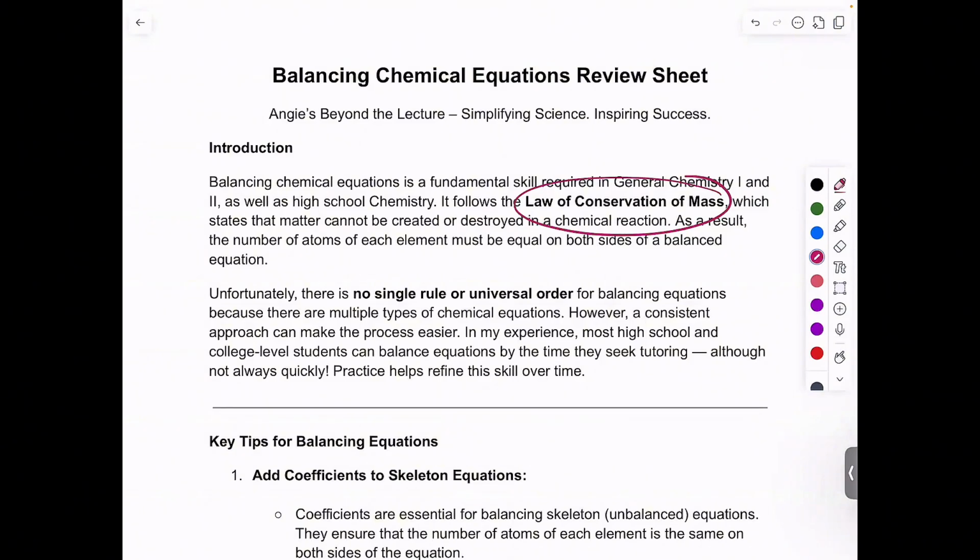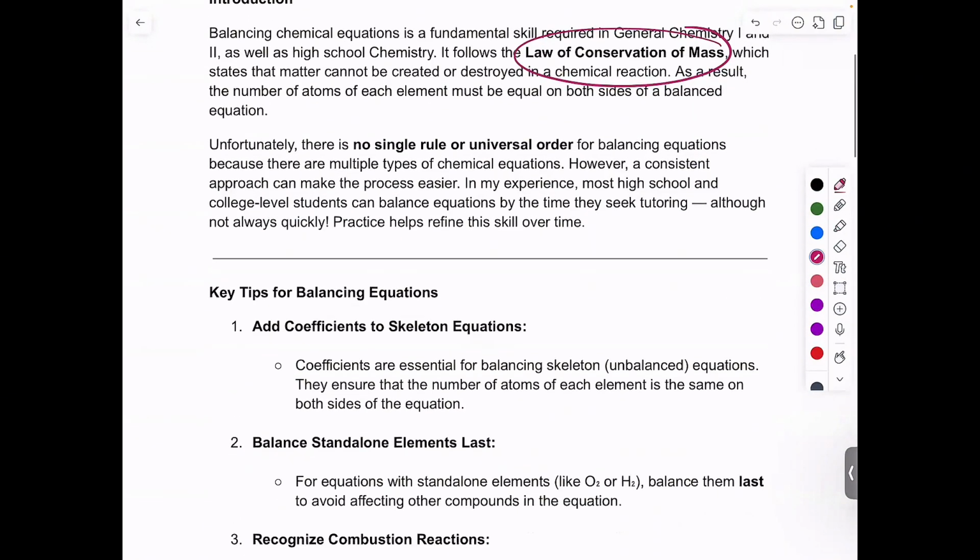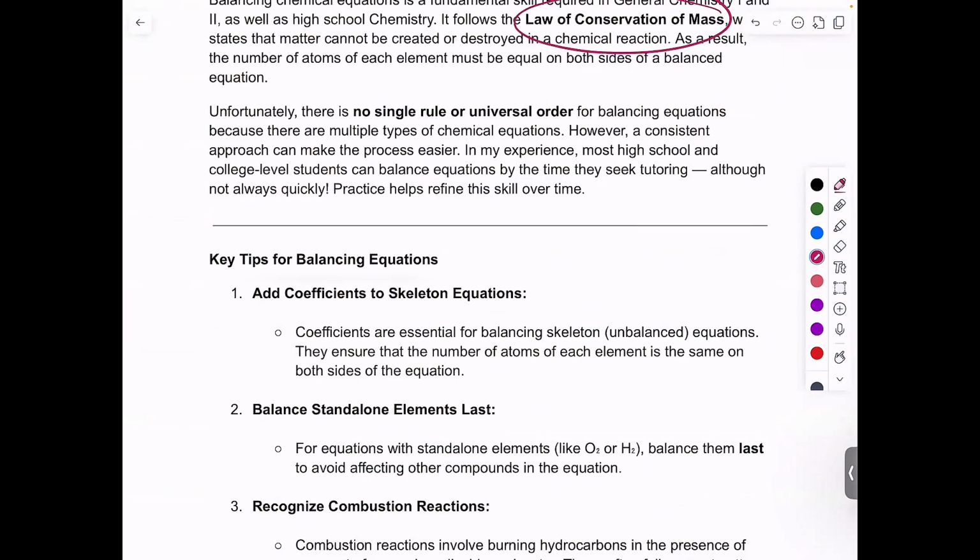So we always start with what's called the skeleton equation. That's where we just put out the compounds based on what we're given. So sometimes we're given the actual words. You have to come up with the formulas and start with your reactants and end up with your products. That would be the first part of what you need to do. And then of course you start your balancing.